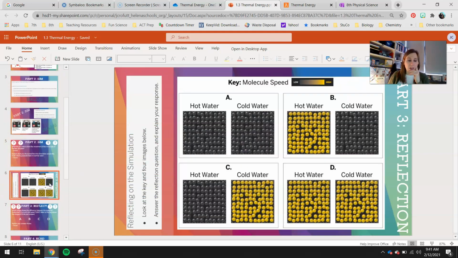Okay, moving on, you have a little reflection question. So reflecting on the simulation, look at the key. Here's your key right here, where we have molecule speed. Low is kind of this black color, high is yellow. In the 4 images below, we have image A, image B, image C, or image D. Answer the reflection question and explain your response. So basically one of these images is correctly represented based on molecule speed.